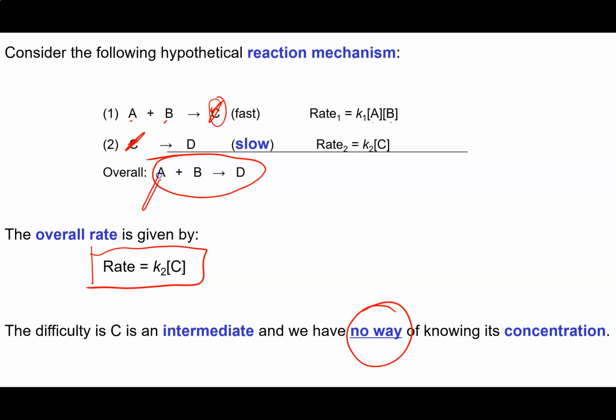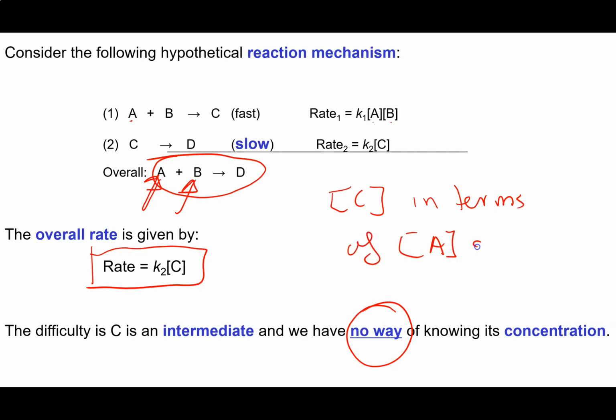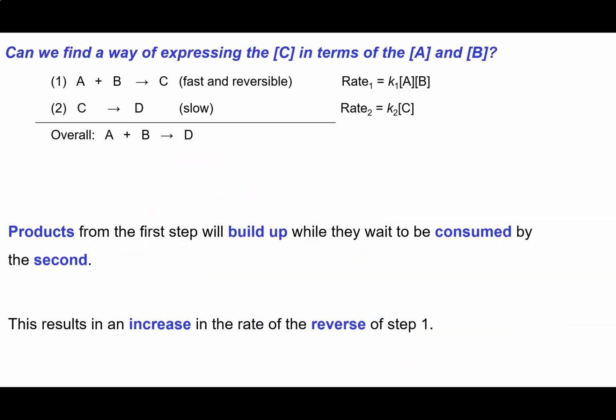We have to give rate laws in terms of the concentrations of reactants. So the question becomes, is there a way of expressing the concentration of C somehow in terms of our reactants? Can we express it in terms of A and B? Because they're the things that we're going to know the concentration of at the start of our reaction. So, can we find a way of expressing the concentration of C in terms of the concentration of A and B?